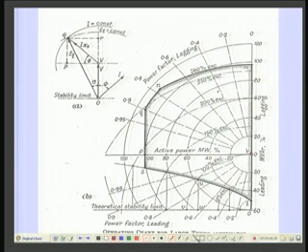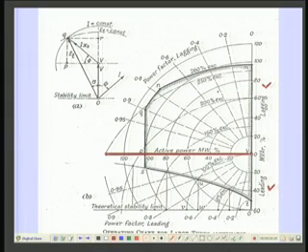This is our x axis and this is the y axis. On the x axis we have marked the real power output in megawatts, and on the y axis we mark the reactive power output in MVAR. The positive part of this axis shows the lagging reactive power, and on this side it is the leading reactive power.